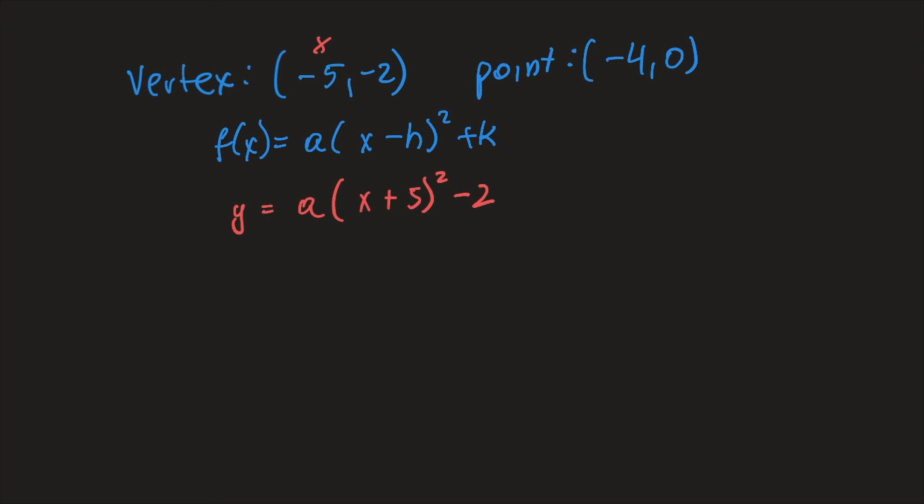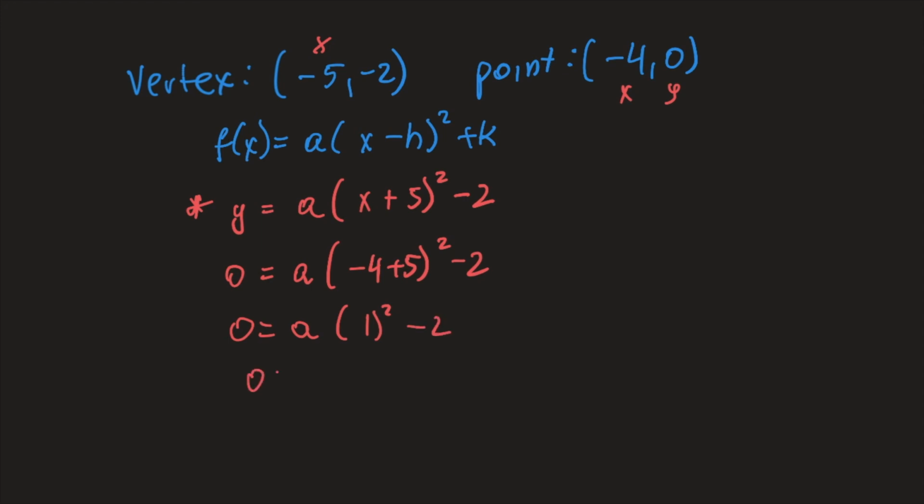Now I'm going to use the point and use the coordinates x and y to replace x and y in my start function here. So y is 0, a is, we don't know. We're going to try to find that out. x is negative 4 plus 5 squared minus 2. So 0 is equal to a times 1 squared minus 2. 1 squared is just 1, so a minus 2, add 2, and a is equal to 2.